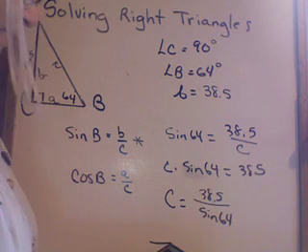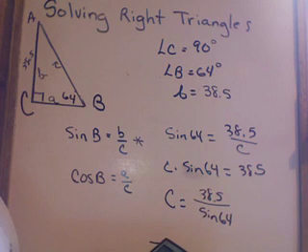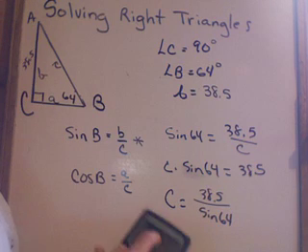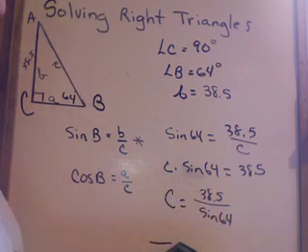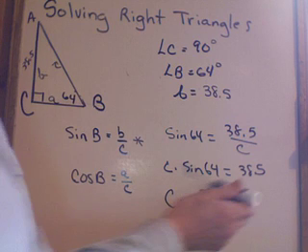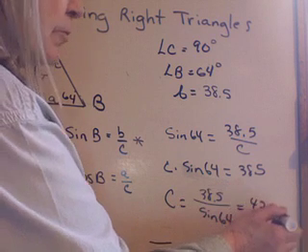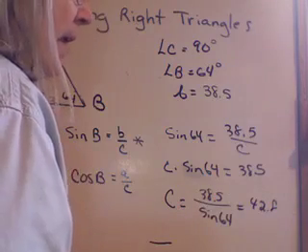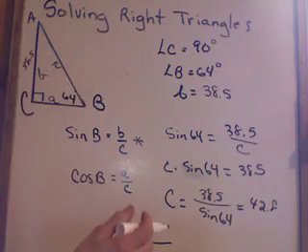So let's try that. Turn it on, clear it, check your mode to make sure you're in degree mode because I'm using degrees here. So I checked my mode, so now I'm just going to type in 38.5 divided by sine 64, and I get 42.835, so if I round it to tenths, 42.8. So that's side C, 42.8.